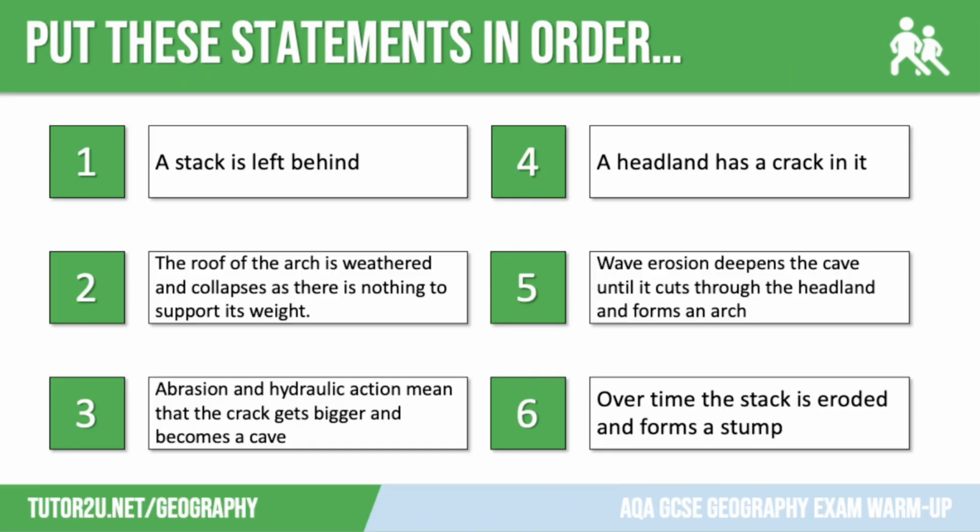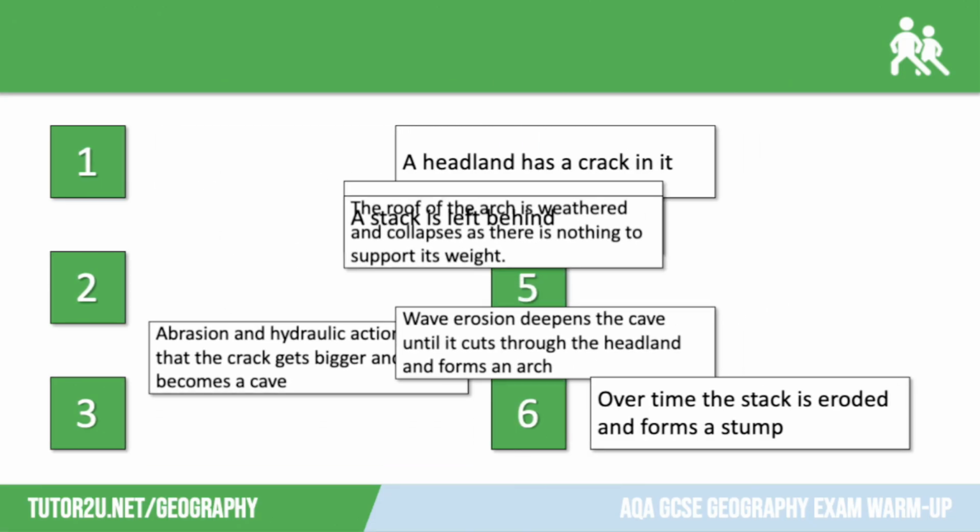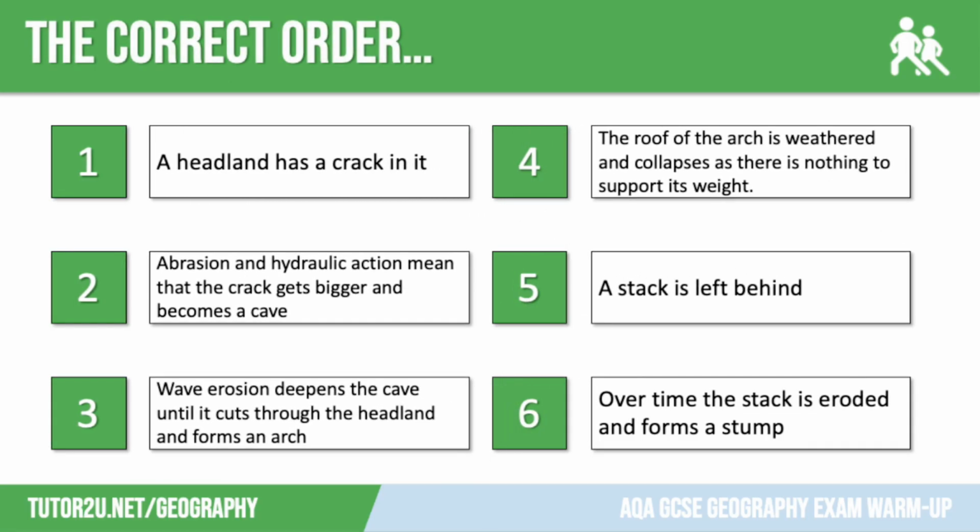Okay, let's see how you got on, and let's have a look at the correct sequence. So we start off with a headland that has a crack in it. Abrasion and hydraulic action mean that the crack gets bigger and it becomes a cave. Wave erosion deepens the cave and it cuts through the headland and forms an arch. The roof of the arch is weathered and collapses as there is nothing to support its weight. A stack is left behind, and over time the stack is eroded and it forms a stump.